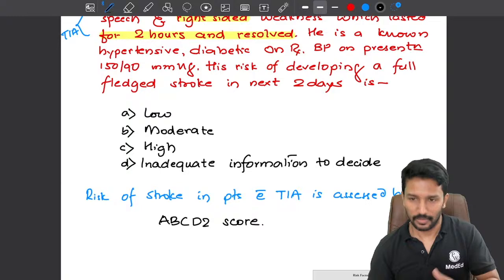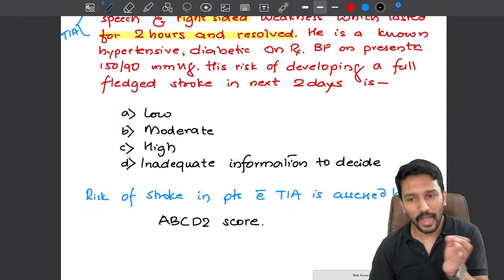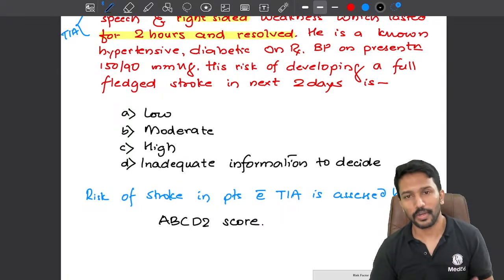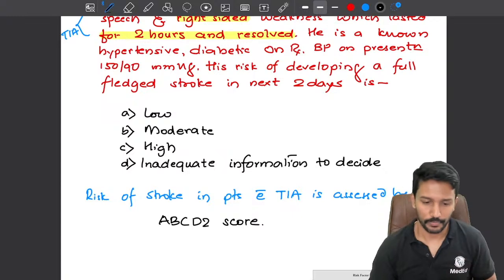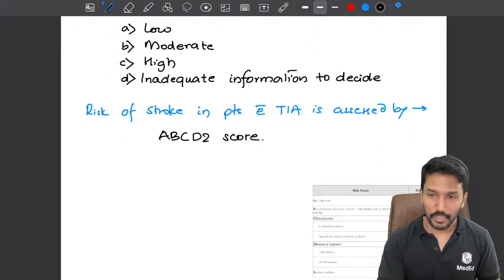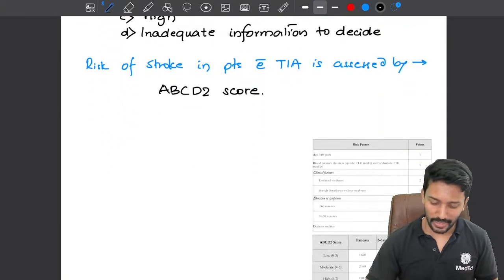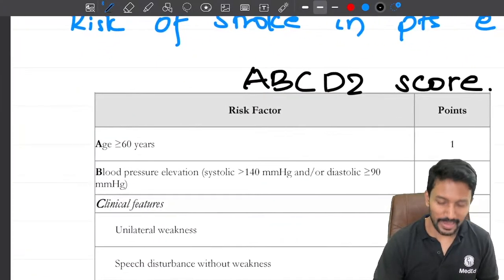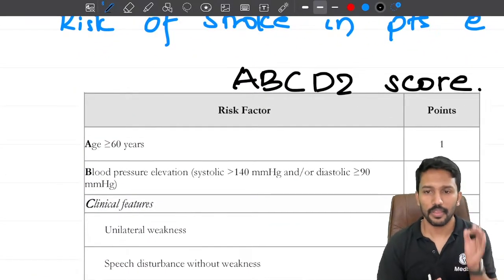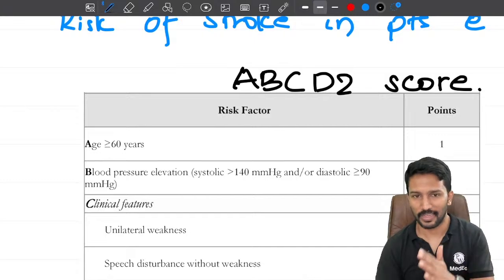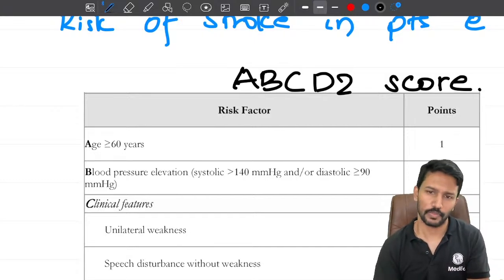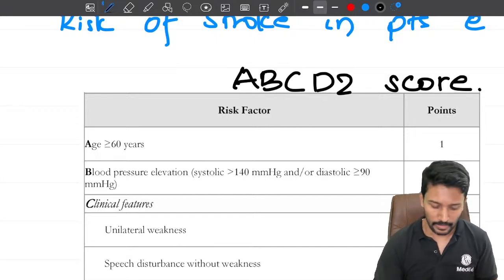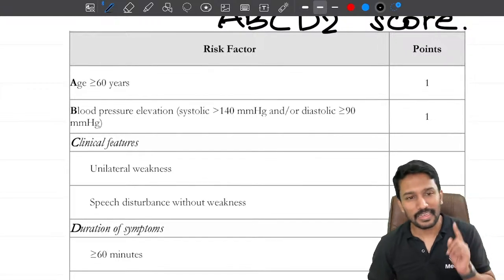Okay, but now onwards we can also expect them to ask us to calculate the ABCD2 score and decide what is the risk of stroke. Okay, so what are the components? ABCD2 itself is a mnemonic, so that is pretty easy to remember. A here stands for age more than 60 years. B here stands for blood pressure more than 140/90, any one of them, either systolic more than 140 or diastolic more than 90. Then C here stands for the clinical features, right?